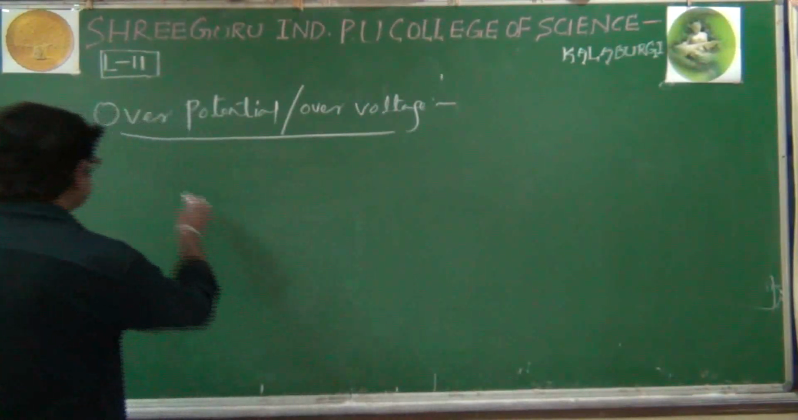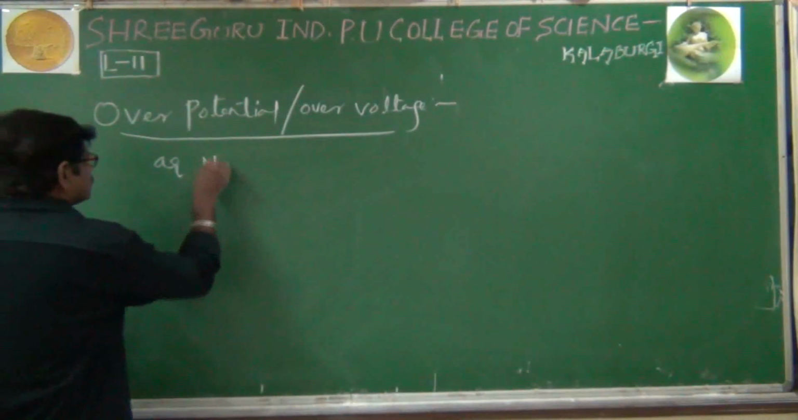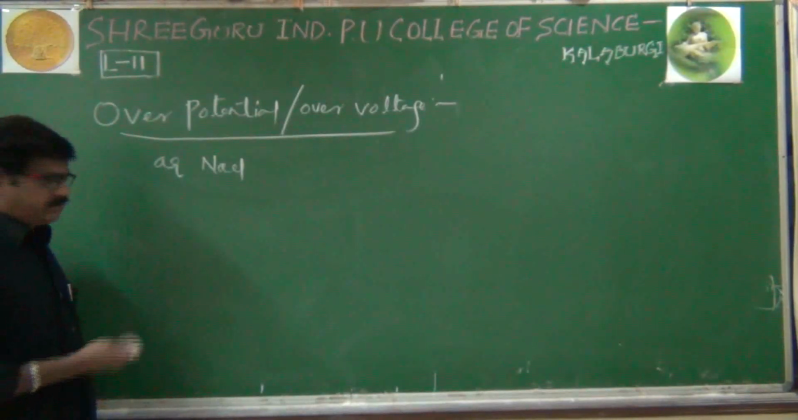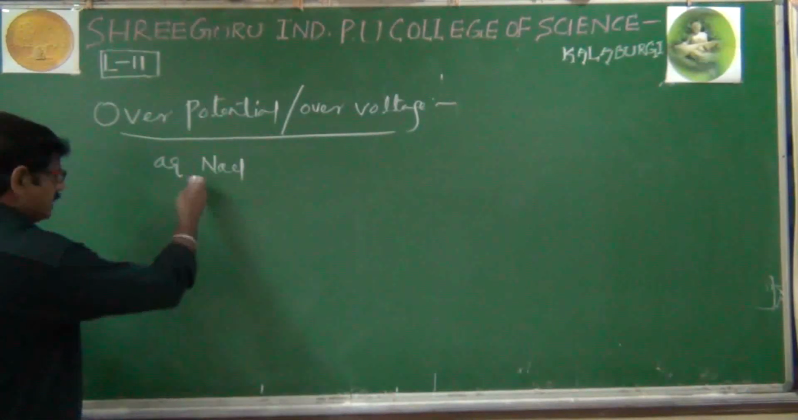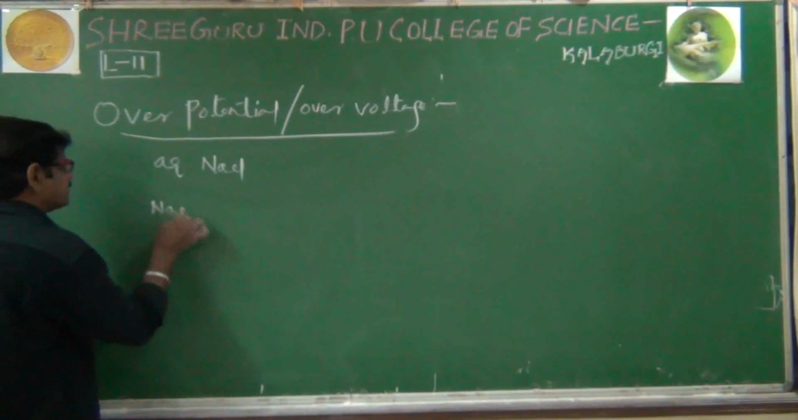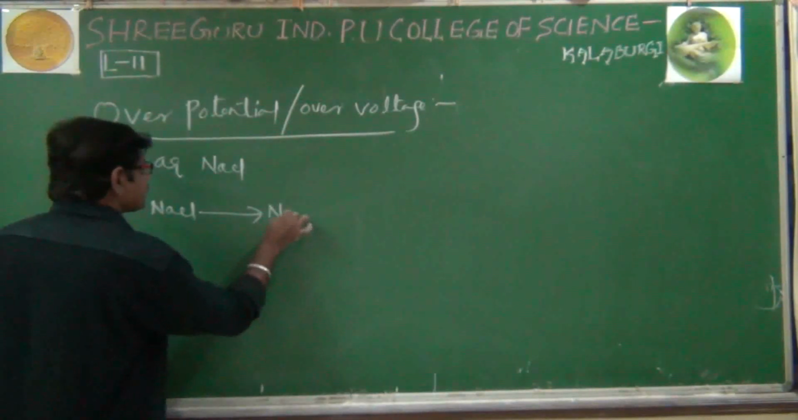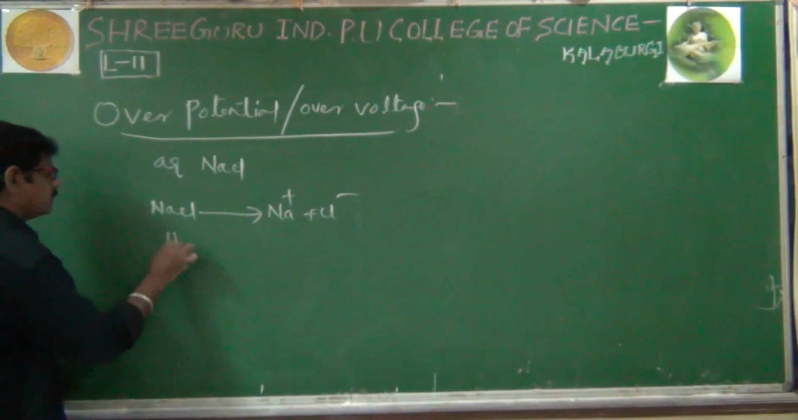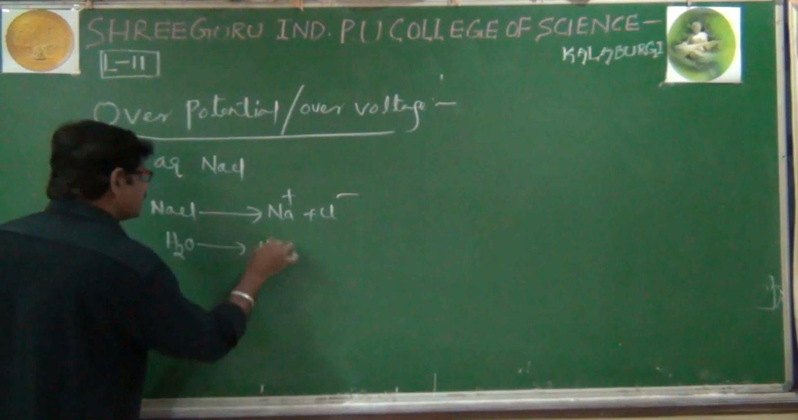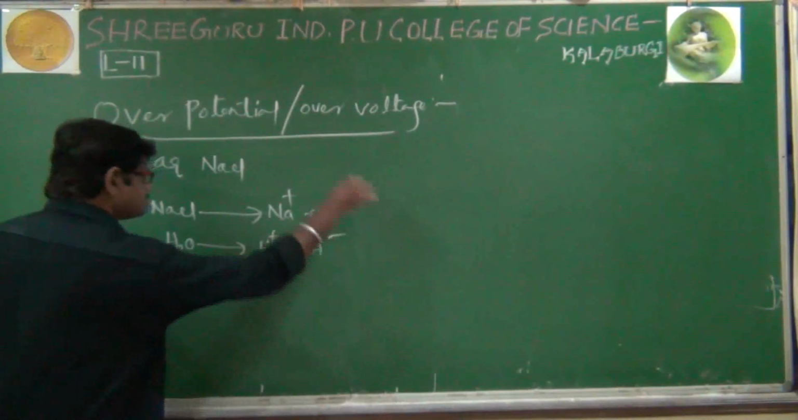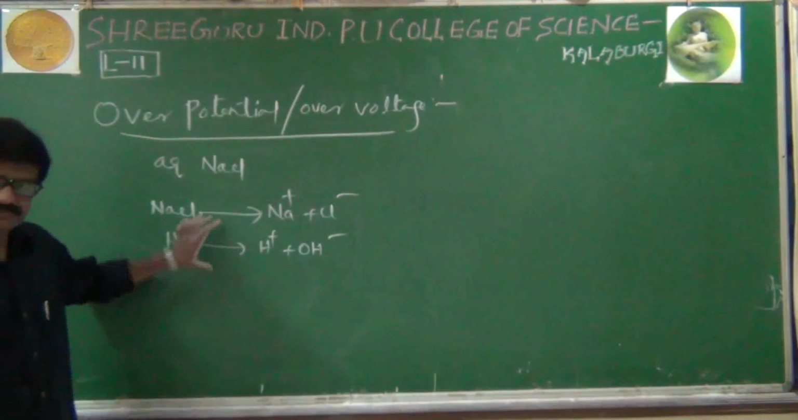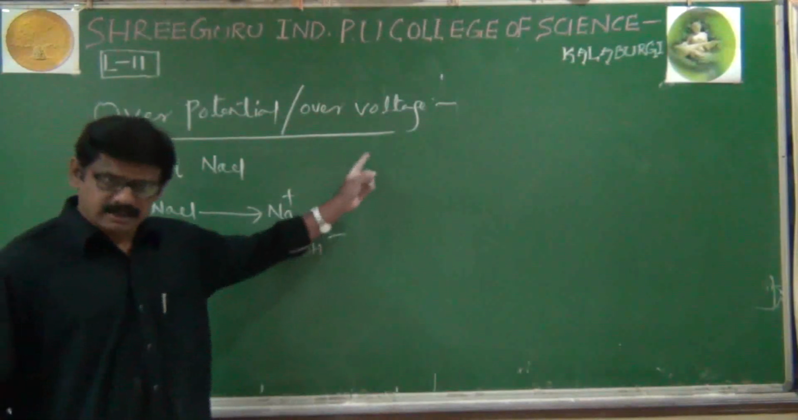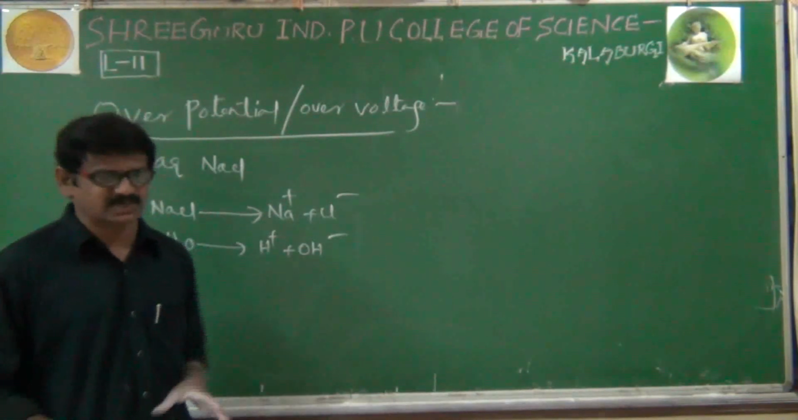See here, aqueous sodium chloride is undergoing the electrolysis process. What happens? We'll see now. Aqueous sodium chloride splits as Na+ and Cl-. Aqueous contains water, and H2O also splits as H+ and OH-. This is already known to you. Now we'll write reactions at the respective electrodes. Anode reaction we'll write first.